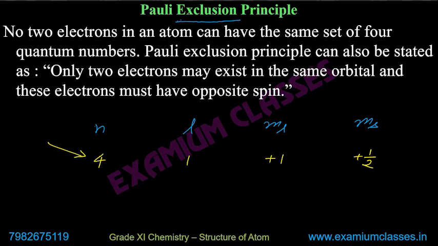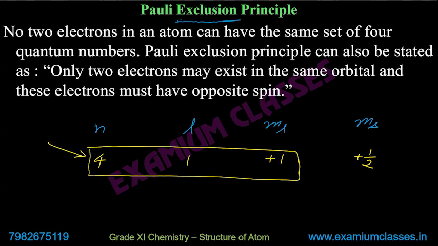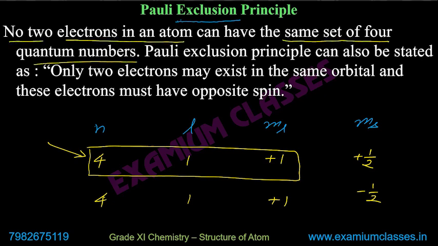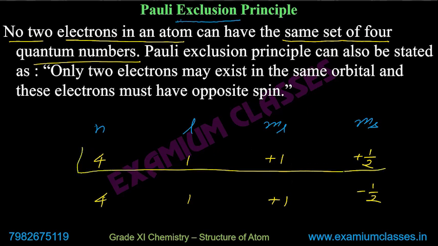No two are possible. Even if these three are the same, for example, the two will be differentiated by plus half and minus half. Even if these are the same, this will be different. Now read the definition. No two electrons in an atom can have the same set of four quantum numbers. Why the name exclusion? If one electron has this configuration, it will be excluded from further consideration. This cannot be considered for any other electron. So that's why the name exclusion principle.